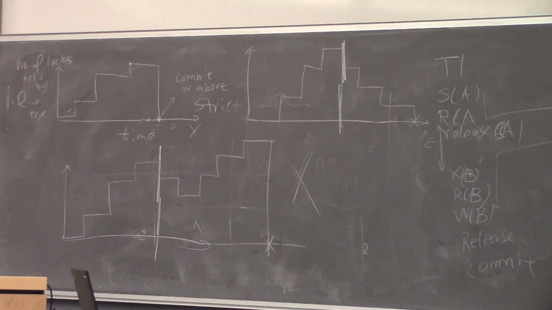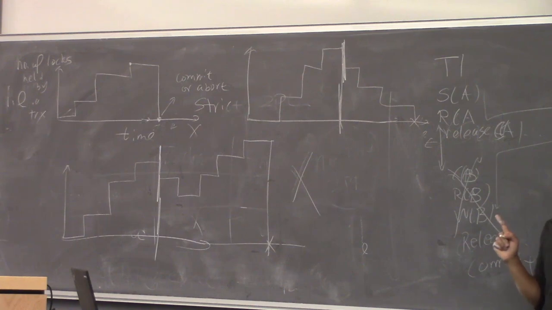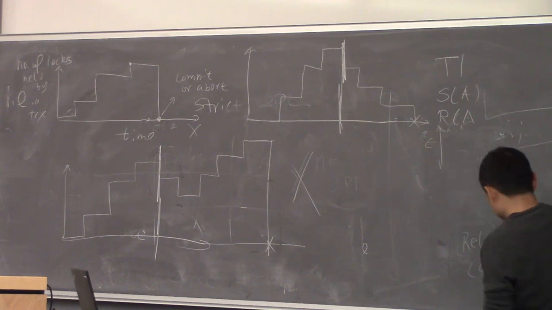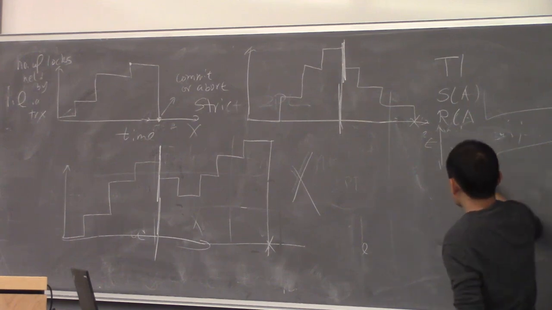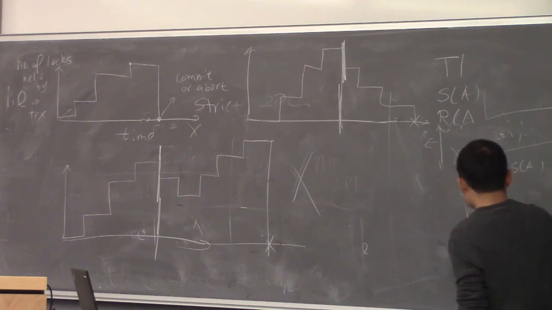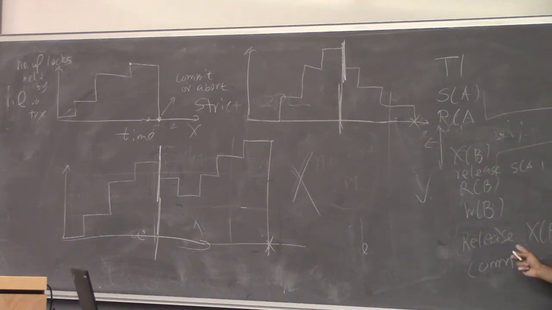More concurrency. But the point is, for non-strict two-phase locking, once you release this, you can no longer acquire any locks. This is not allowed anymore. So instead of releasing the lock here, what I can do is this. Now this is okay for non-strict two-phase locking, but this is not okay for strict two-phase locking. You follow me?